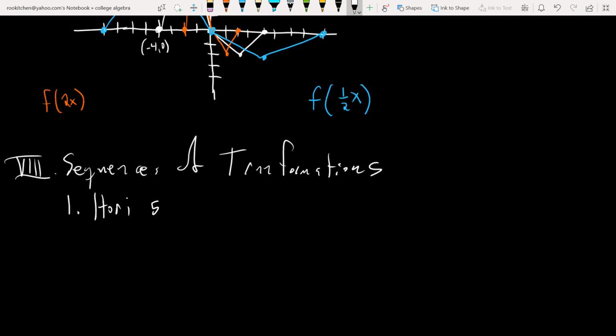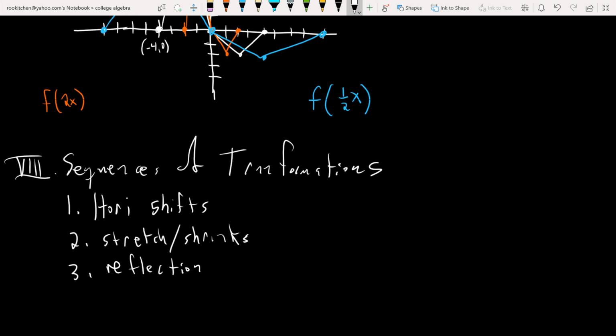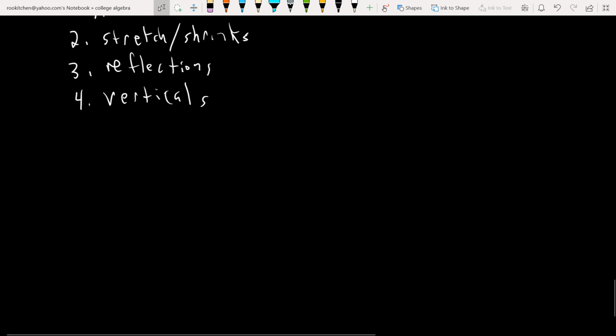So first you're going to do your horizontal shifts. Secondly, you do your stretch shrinks. Thirdly, you're going to do your reflections. And then fourthly, you do your verticals. Okay, so let's take a look at some examples.